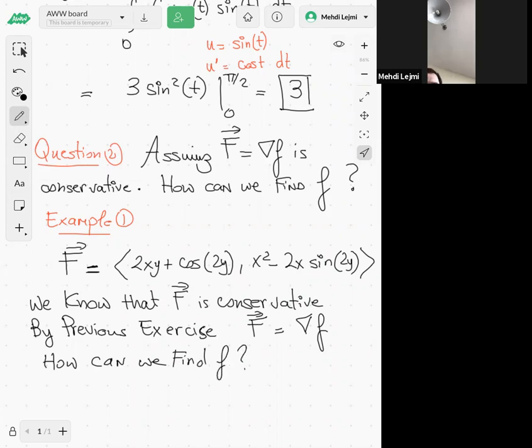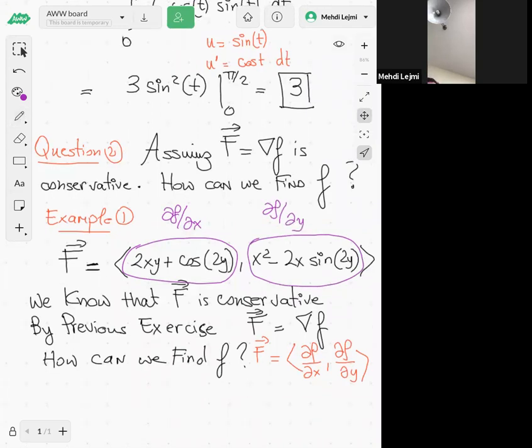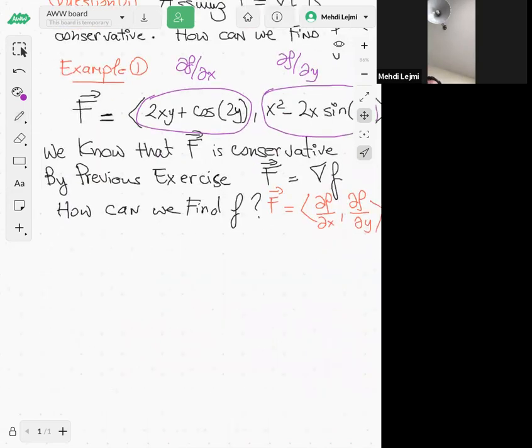Well, if F is the gradient of f, it means that F is supposed to be equal to the derivative of f with respect to x and the derivative of the function f with respect to y. In other words, the first component is supposed to be the derivative of my potential function f with respect to x. The second component is supposed to be the derivative of function f with respect to y. Okay, so what I'm going to do, guys, is we're going to try to integrate.